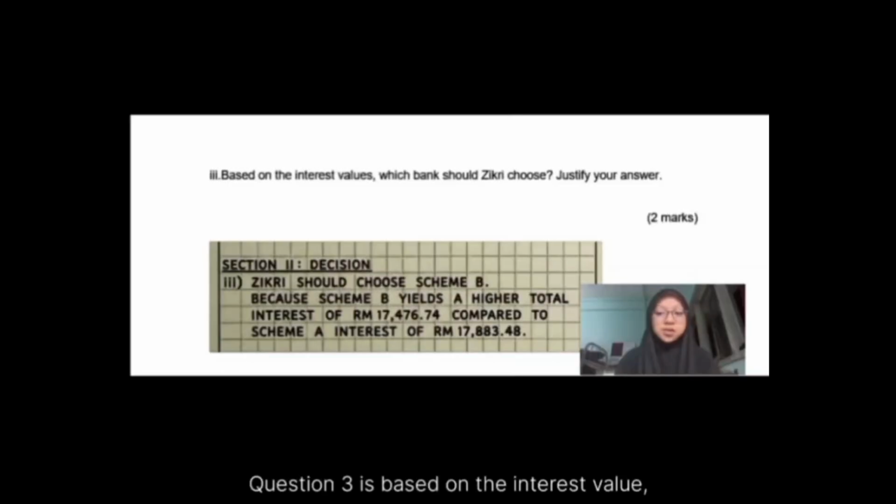Question 3 is based on the interest value, which scheme should Zikri choose? Justify your answer. The answer is Zikri should choose scheme A because scheme A yields a higher total interest of 17,883 ringgit 48 cents compared to scheme B's interest of 17,476 ringgit 74 cents.